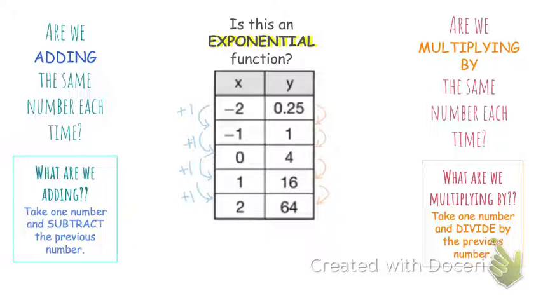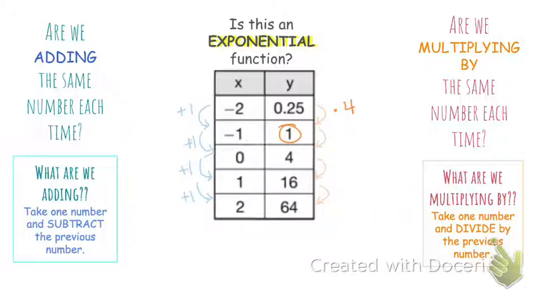Now let's look at the y coordinates. So in order to figure out what you're multiplying by, same thing, except now we're going to do the opposite of multiplying, which is to divide. So you pick any of those y coordinates, let's pick this one again, and you divide by the previous number. And if I put this in my calculator, I see the answer is 4. So I am multiplying by 4. And sometimes you're going to get a fraction or a decimal, and that's fine.